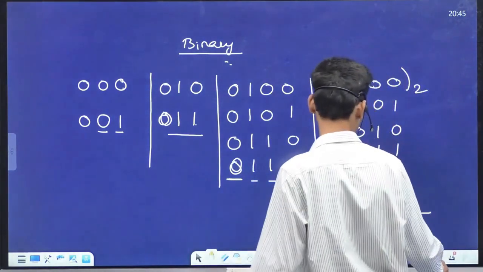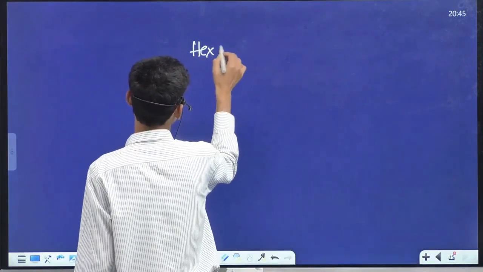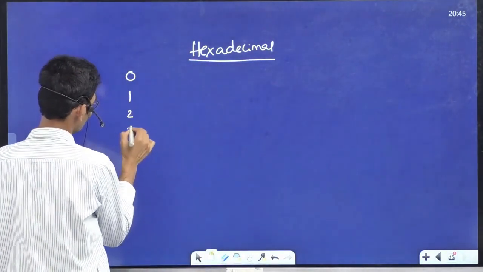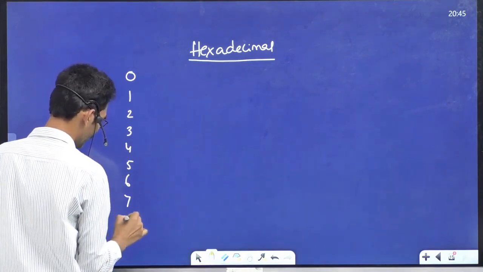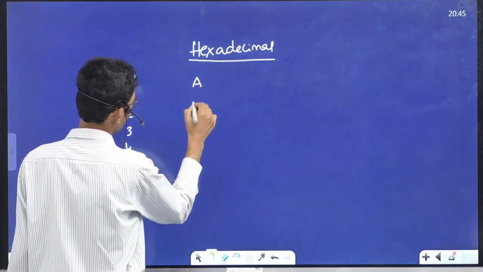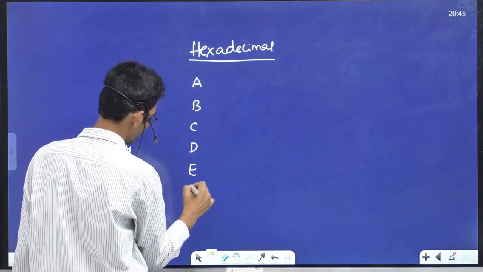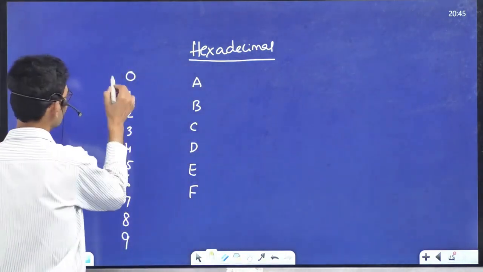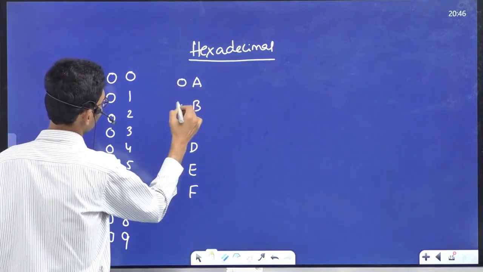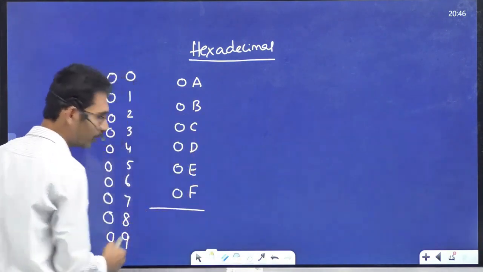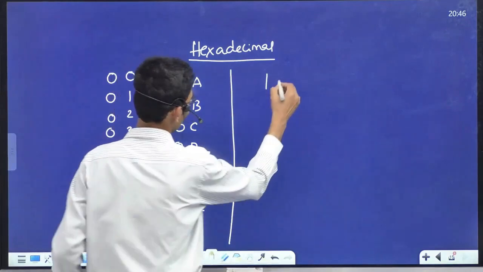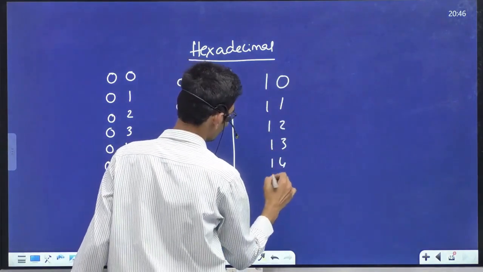Now let us try hexadecimal. When it comes to hexadecimal, 0, 1, 2, 3, 4, 5, 6, 7, 8, 9, then 10 is not there, instead A, B, C, D, E, F. Now if you want to go beyond it, this 0 becomes 1. Again repetition. 10, 11, 12, 13, 14, 15, 16.